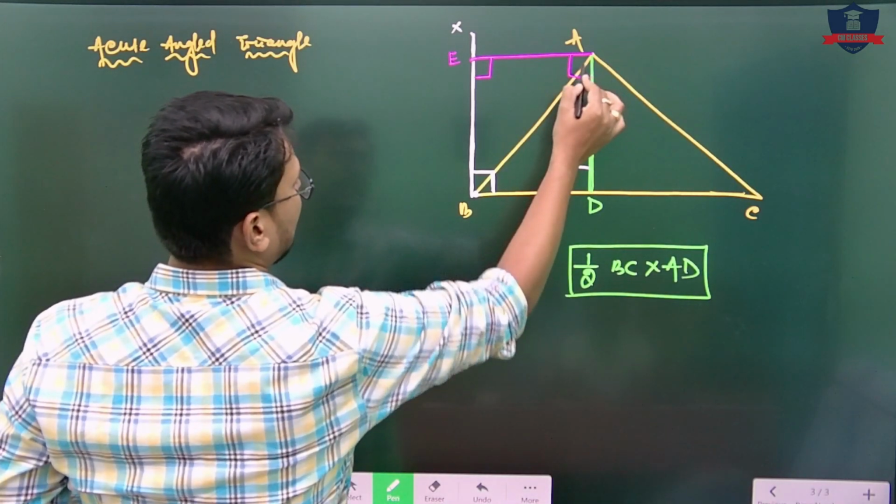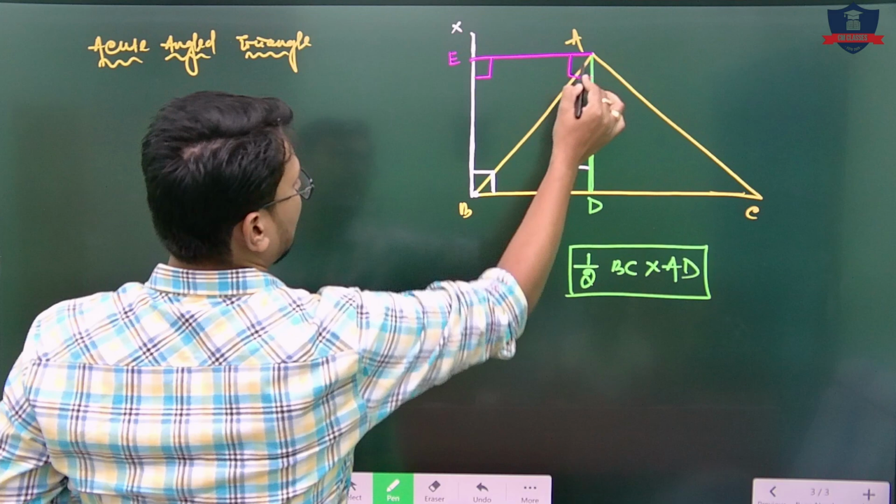Now what can you say about ADBE? ADBE is a rectangle. Now I said the diagonal of a rectangle divides it into two congruent triangles. This is a diagonal, right? So therefore AB divides ADBE into two equal triangles. Is that clear, everyone? Okay. Now tell me, what is the area of ADBE?